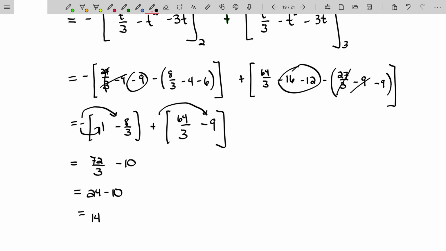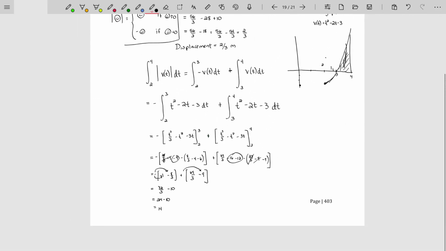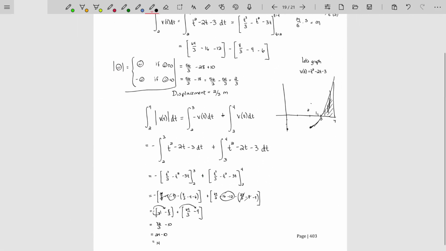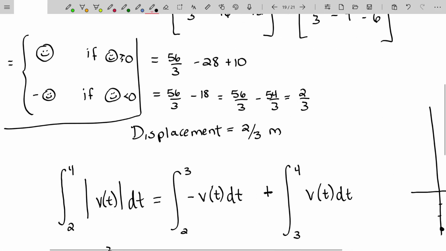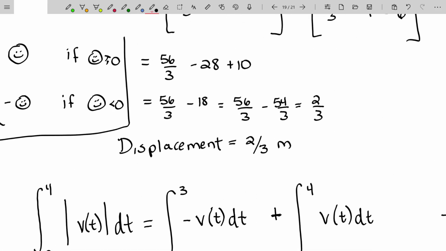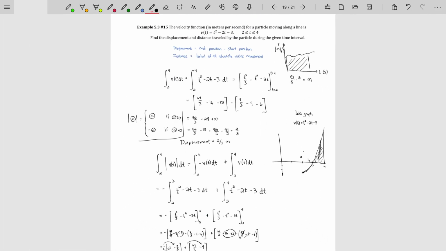Am I right with that? 360, yes, okay. So 14. So the total distance traveled by the particle was 14 meters, even though the true displacement was 2/3 of a meter. That's sort of like saying something wiggled back and forth, and where it ends was only 2/3 of a meter away from where it started, but in reality, it traveled 14 meters during that entire time. So that's a good, robust problem.